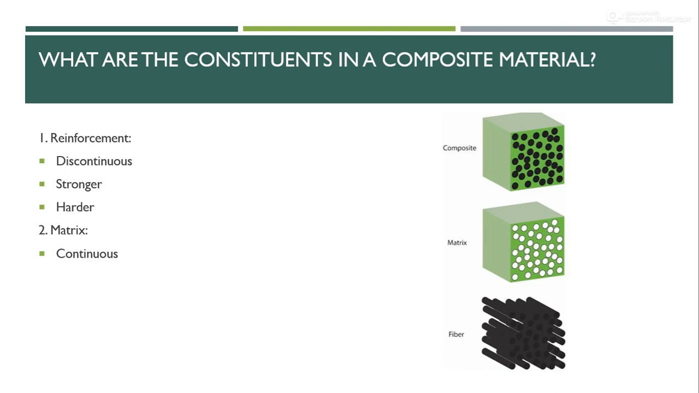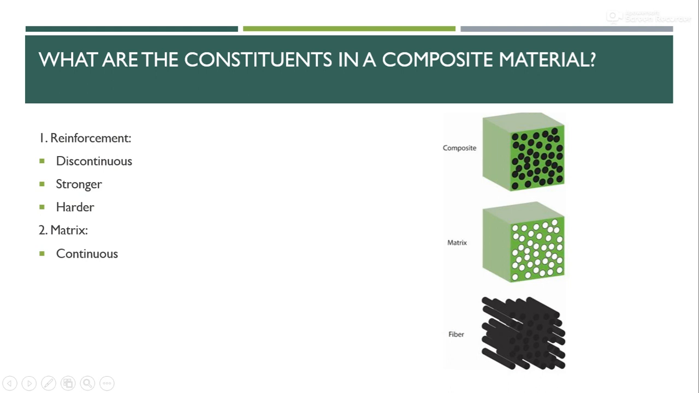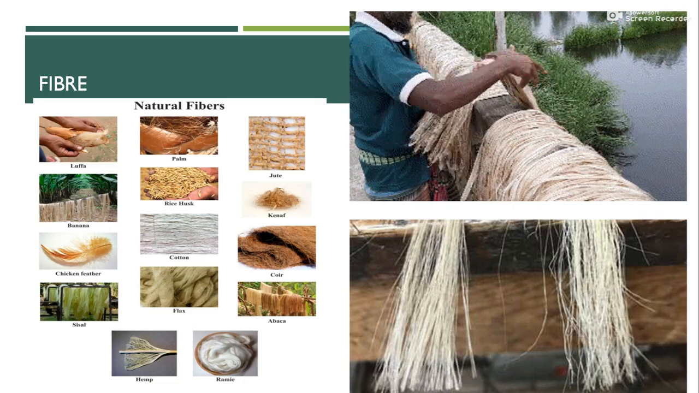Here we have the constituents of the composite material. In composite materials we have majorly two elements. The first one is the fiber and the second one is the matrix. The fiber is the discontinuous one, as well as the stronger and harder one, and the matrix is the continuous one. Suppose we take your hand as an example. Here the bone is the reinforcement, and the flesh is the supporting matrix. So your hand is a composite material. You can consider your entire human body, but as of now I am saying the hand.